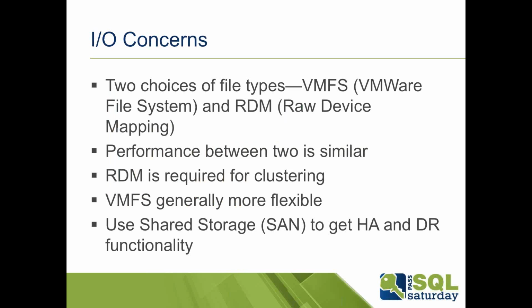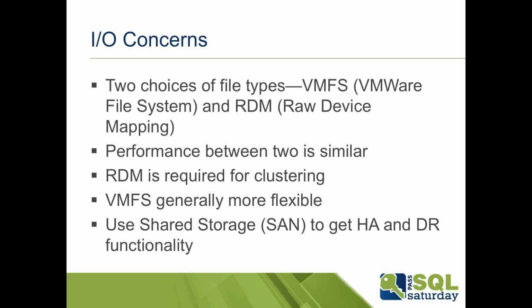So there are two types of file systems in VMware. This is less of a choice in Windows Hyper-V. We have VMFS, which is the VMware file system, and raw device mapping. Performance between the two is similar. You lose a lot of the cool benefits with raw device mapping. So you lose things like snapshotting. You lose a lot of the really neat VMware advantages.